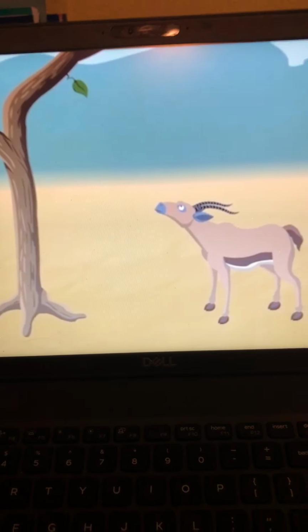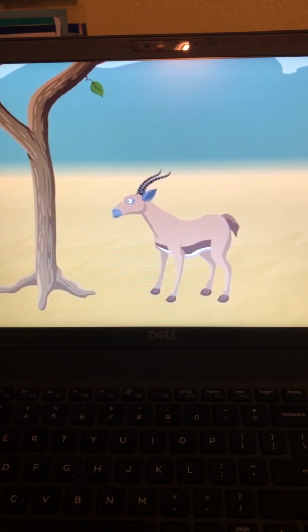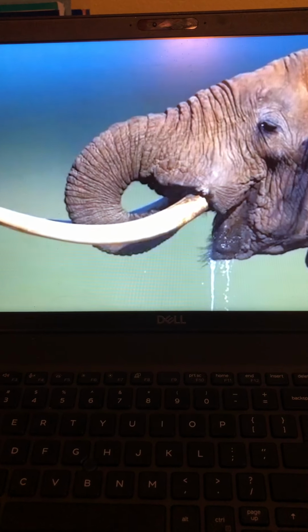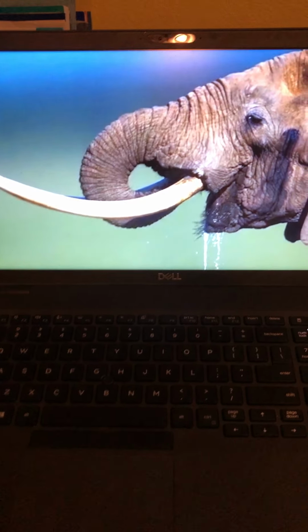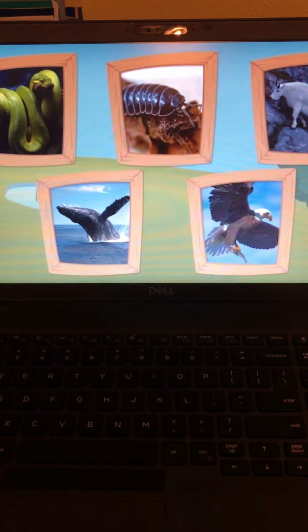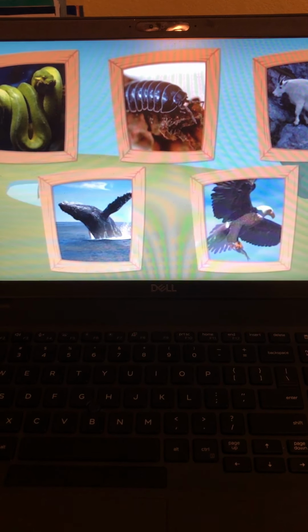Shorter animals like gazelles wouldn't be able to reach those branches and would have to eat plants closer to the ground. The elephants use their trunks like arms to bring food and water to their mouths. That way they can keep their heads up and be aware of possible danger. There are so many interesting animals and so many different ways they meet their needs. Can you think of any other special characteristics that help animals to survive? Well, have fun investigating, and I'll see you next time.